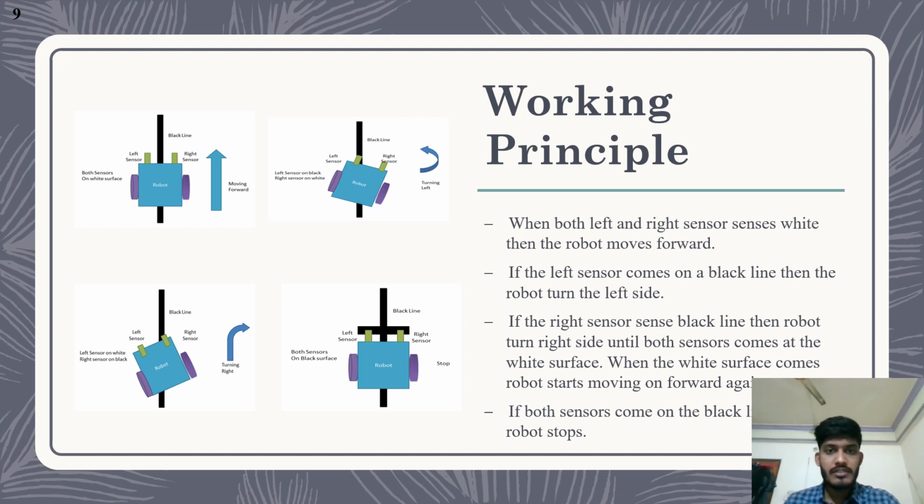when the left sensor detects the black line, the robot will turn to the left side, and in the next picture, if the right sensor detects the black line, then it turns to the right side, and if the two sensors detect the black line, the robot will be turned off. Basically, the motor will not run.